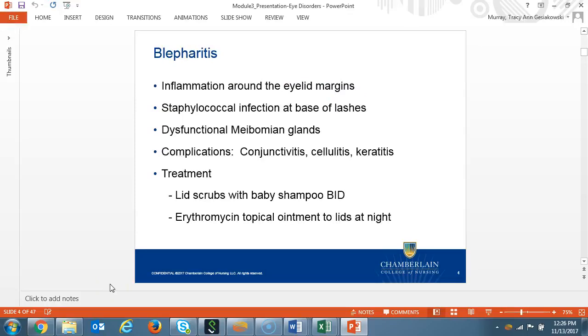Blepharitis is an inflammation around the eyelid margins that is caused by staphylococcal infection at the lash bases and dysfunctional meibomian glands. It is often associated with patients who also have seborrheic dermatitis or eczema and is characterized by irritation, burning, itching, scales, and redness. The condition may last for several months or be chronic, but may lead to conjunctivitis, cellulitis, and keratitis. Typical treatment includes lid scrubs once or twice per day with baby shampoo and erythromycin ointment at night.